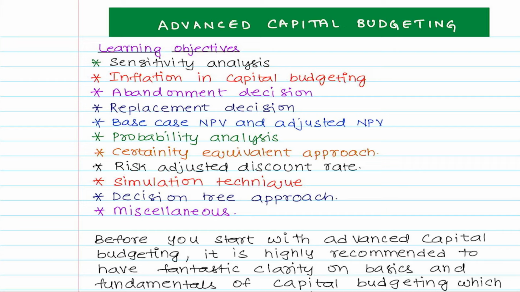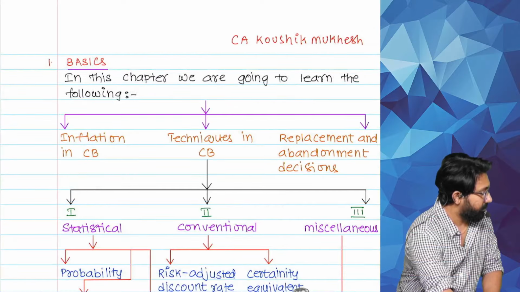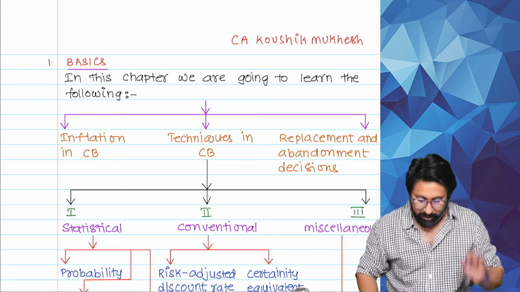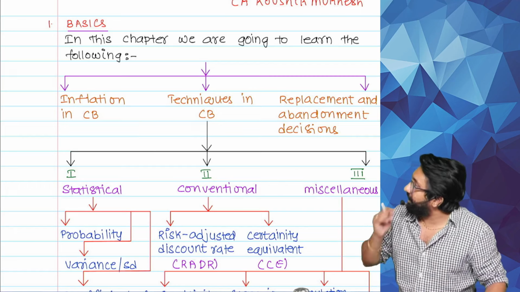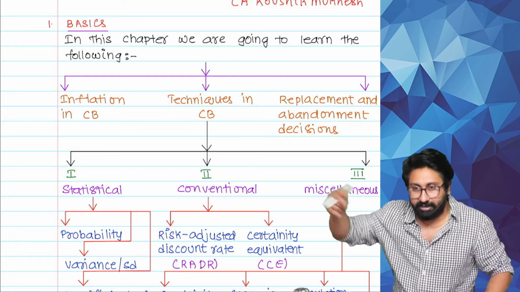See here. These are all the learning objectives of the second part of capital budgeting, called advanced techniques in capital budgeting. Shall we? See the screen. Before we start, these are the various techniques we are going to use. In this chapter, we are going to learn the following. First one, inflation in capital budgeting. Next one, techniques in capital budgeting, which are advanced techniques. Read the list.